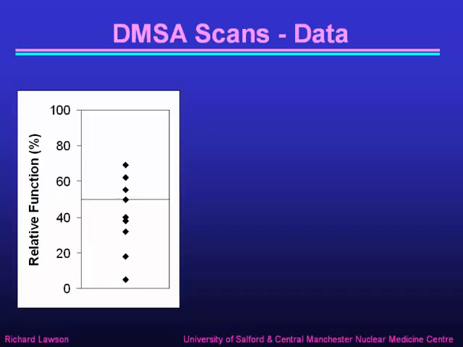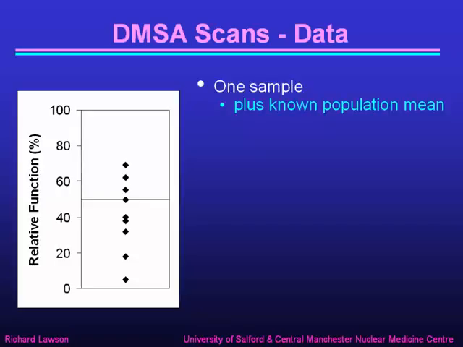Here on the vertical scale we've got the relative function of the left kidney with a line at 50%, which is our assumed mean, and I've plotted the value of the 10 measurements there. Do you think those look like they're typically around about 50%, or do you think the average is somewhat less than 50%? That's basically what we're asking ourselves.